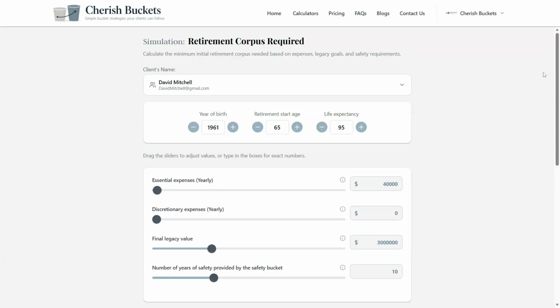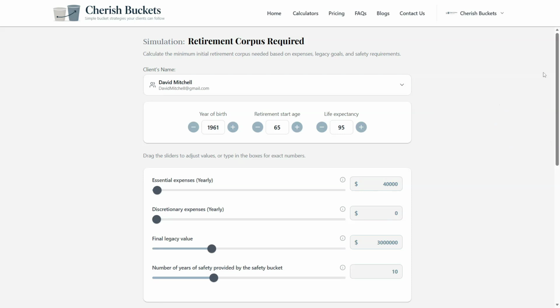One interesting feature of the Cherish Bucket's retirement bucket model is that it allows you to layer different levels of protection for different types of retirement spending. For example, imagine a retiree who wants to protect essential living expenses for the next 10 years, but only wants to hold reserves for the next 3 years of unexpected spending shocks.